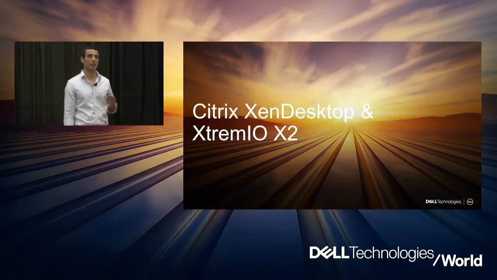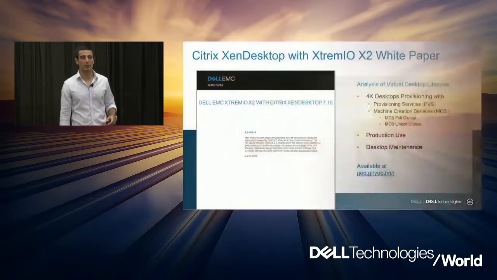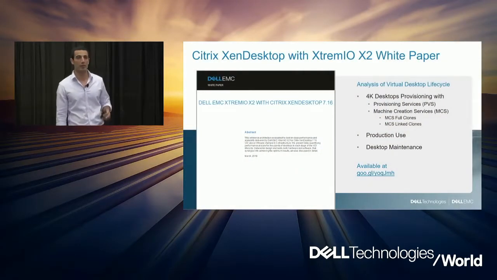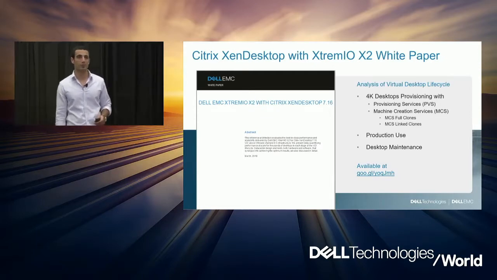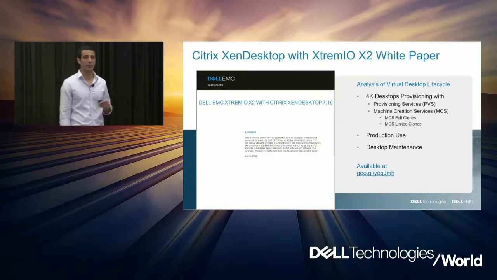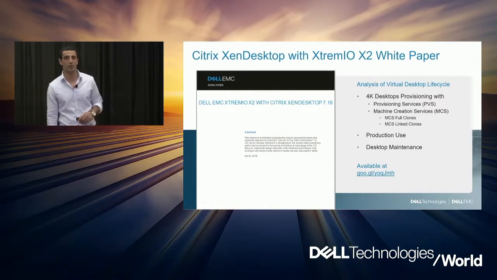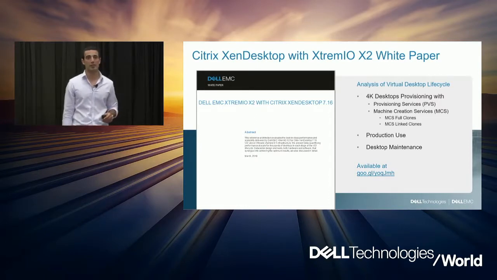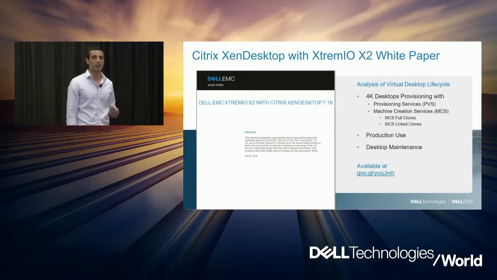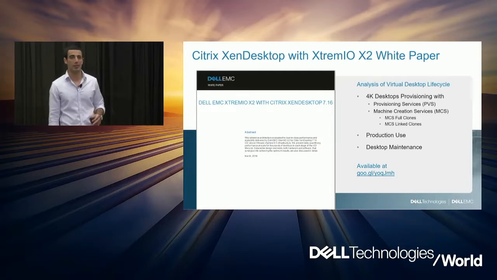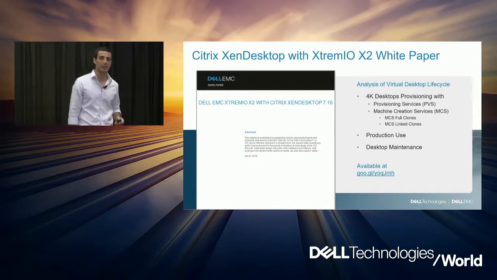Okay, I see that not many, but if you are interested, I published one month ago a Citrix XenDesktop white paper with XtremIO X2, and all the steps that we've mentioned here, we have them there, and a full analysis of the virtual desktop lifecycle of 4,000 desktops, whether it's PVS, MCS full clones, or linked clones, production use, and desktop maintenance. So all of these steps can be found on the link here, or can be downloaded from the Dell EMC site.